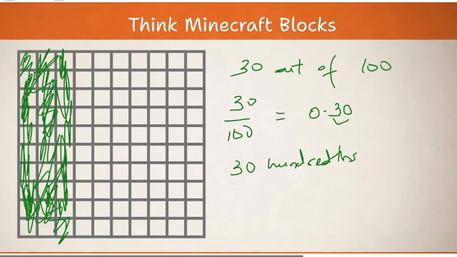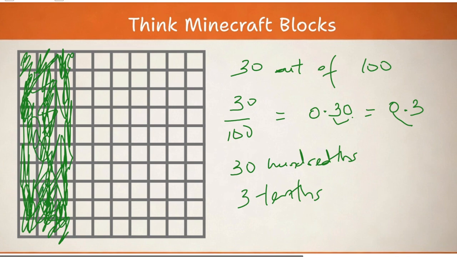And at the same time, 0.30 is the same thing as 0.3, because the zeros after the whole numbers after the decimal can be skipped. So you either call it 30 hundredths or 3/10. 3/10 is the same thing as 30 hundredths. So if I shade 30 small boxes, that means 30 out of 100, and that is 30 hundredths or 3/10. This is like counting blocks on the floor.